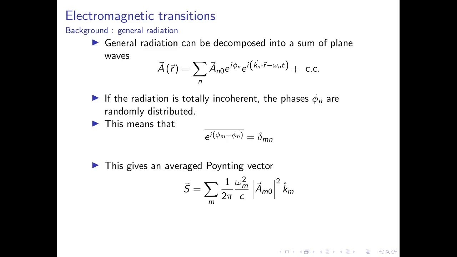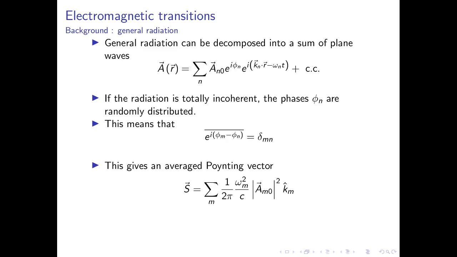Well, what will it do? If you calculate the Poynting vector starting from this A, you have to calculate the electric field for this A, which will be a sum over all n modes. Then you will have the magnetic field, which will be a sum over all n modes again. And when you calculate the Poynting vector by taking the cross product of E with H, you are going to get lots of cross terms.